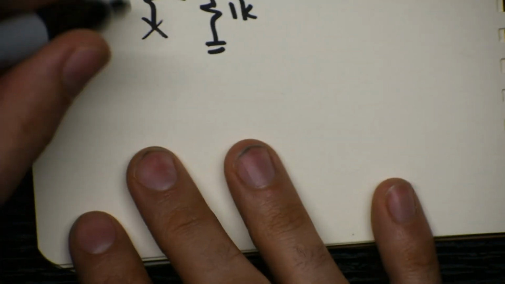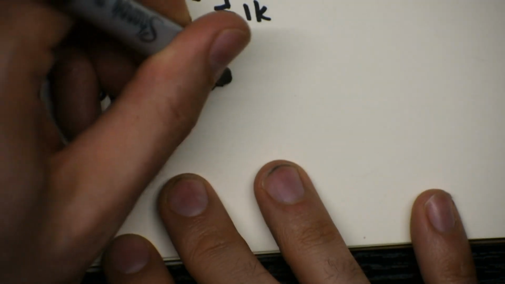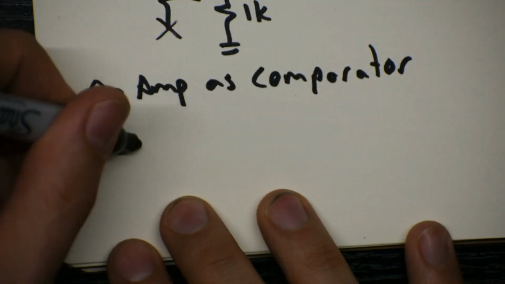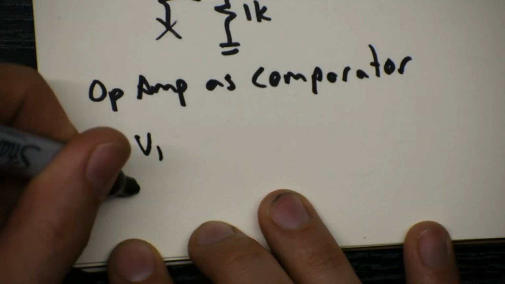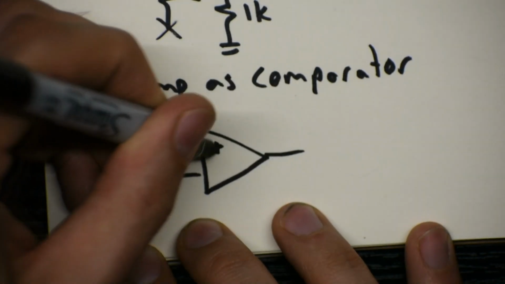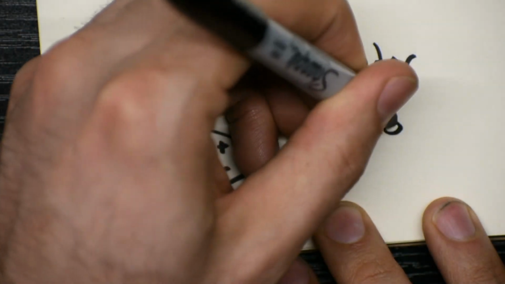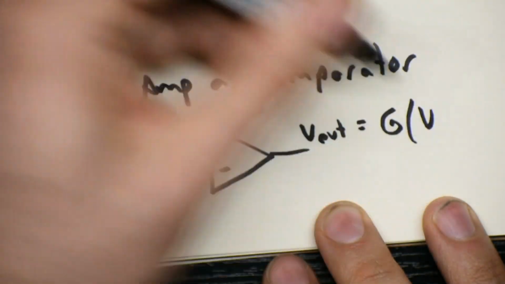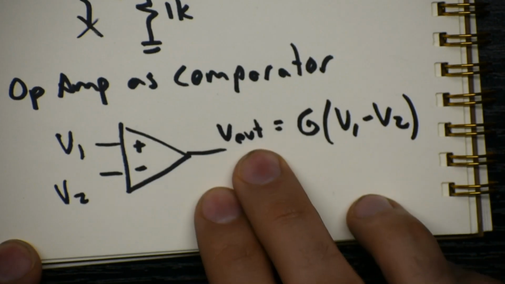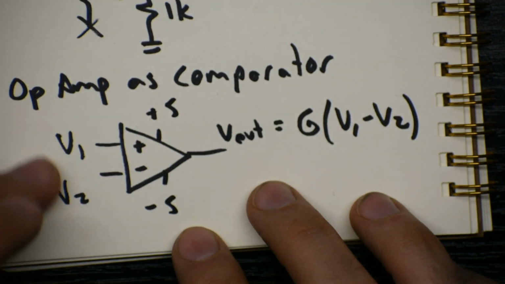The next thing we looked at were op amps. We started out with op amp as comparator. So we have, let's call it, V1 and V2 go into the 2 inputs of our op amp, V plus and V minus, and V out is going to be big G times, in this case the way I drew it, V1 minus V2, where big G should be infinite. So V out will go either to plus 5 or minus 5, depending on which one is even just a little bit bigger.